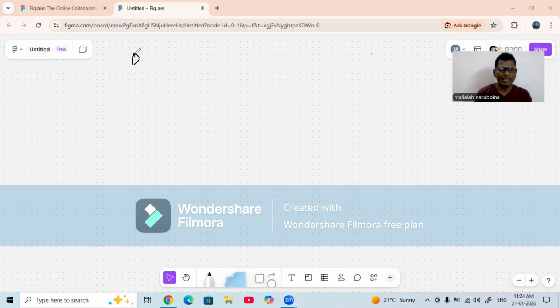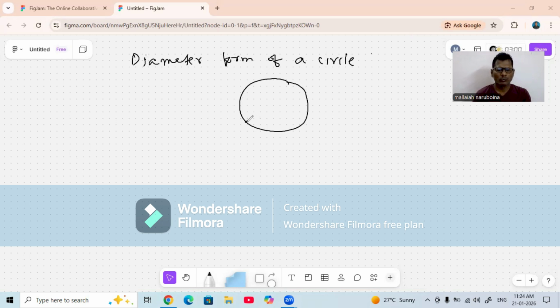Now, the diameter form of a circle. For this circle, two points we are considering. These two points are the end points of the diameter. So this is the diameter. This is one end point A and this is the other end point B. We can choose any two points, right? That line must pass through the center. This diameter line must pass through the center. So A and B are the ends of the diameter.